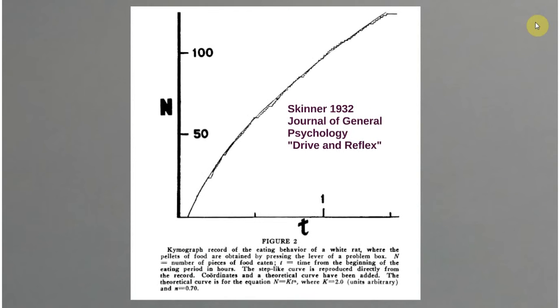This is one of the early rat studies that were published by Skinner in 1932. Look at the title of his paper, Drive and Reflex. And here he's plotted the amount of pellets that have been consumed by a rat over time. I think this is time in hours. I don't see the units on this axis. But in this scenario, Skinner had rats inside a cage, and they had to obtain a pellet by pushing on a lever. So they could actually record the number of pellets that were consumed.